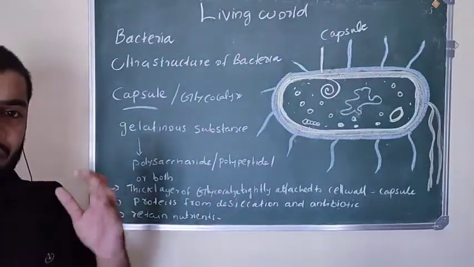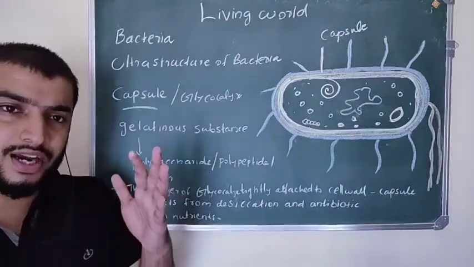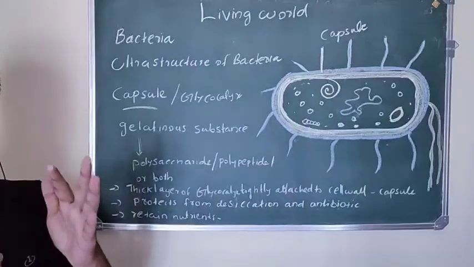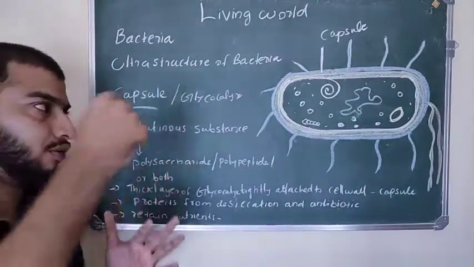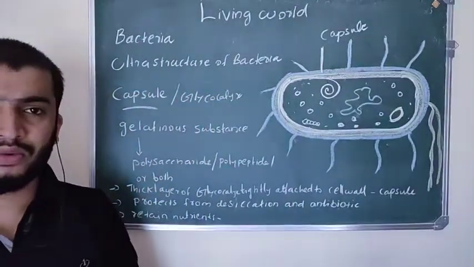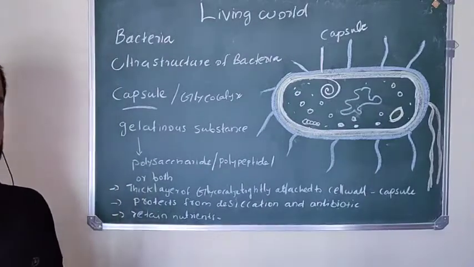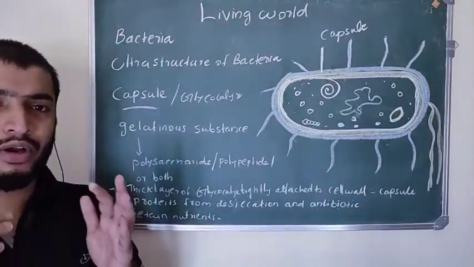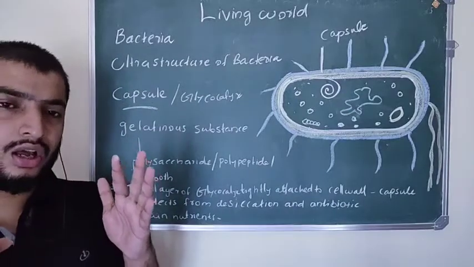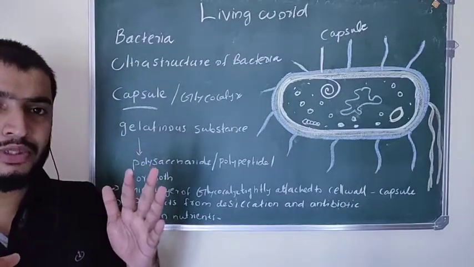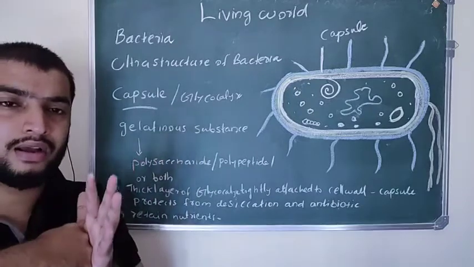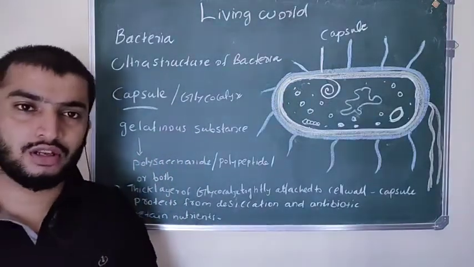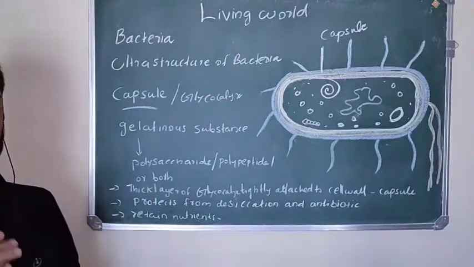If the glycocalyx is tightly attached to the bacterial cell wall, it forms the capsule. The capsule helps to retain nutrients in the bacterial cell, and because of its sticky nature, it also helps the bacteria to attach to the plant root surface and also the human teeth surface. So this is the capsule or glycocalyx.